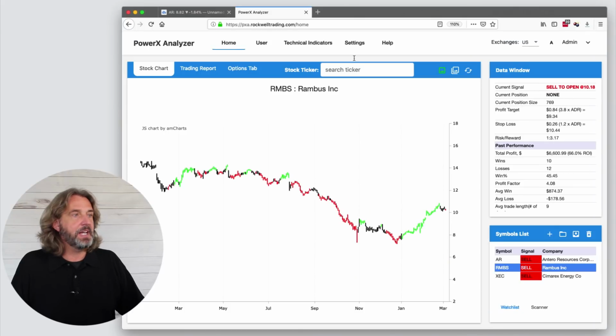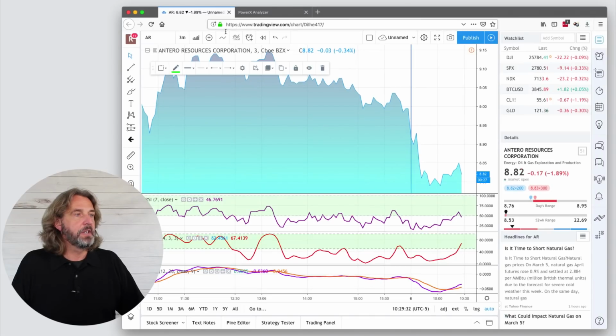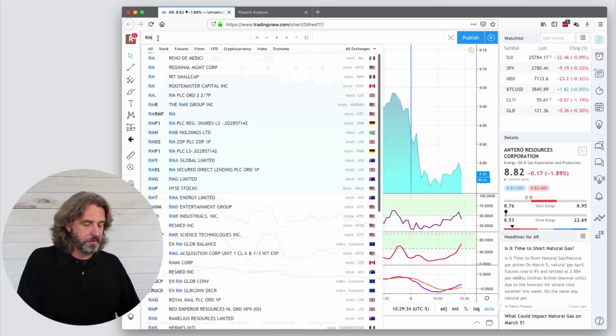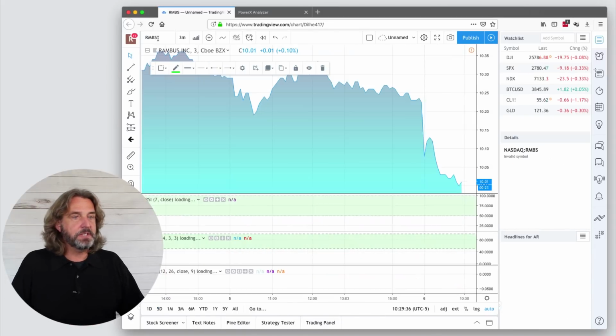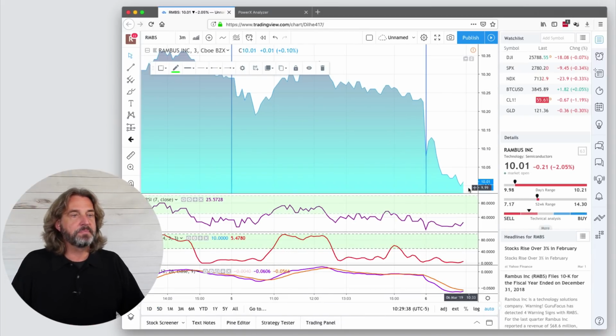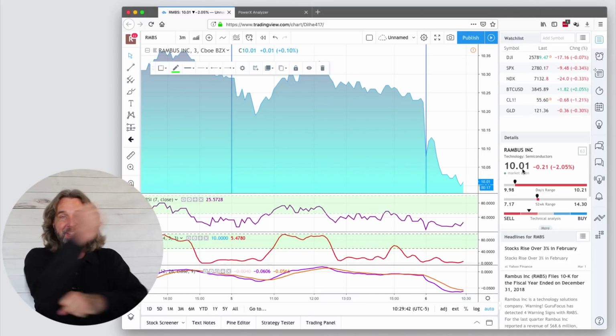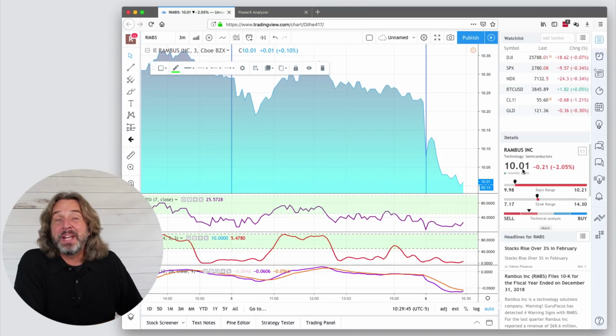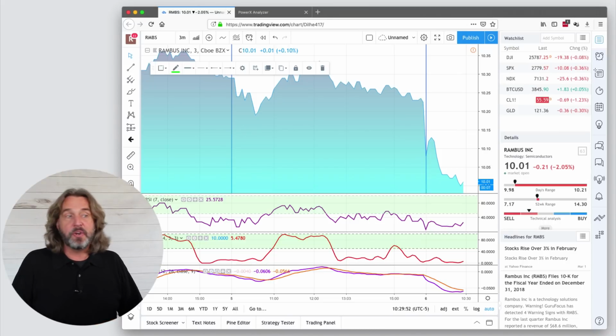RMBS was a sell at 10.18. So let's see how RMBS is doing. RMBS. Oh, look at this. All right. So got filled here, making a few cents. Yay, okay. Anyhow, so hope this was helpful. This is how I pick the stocks. Just a very brief recap.